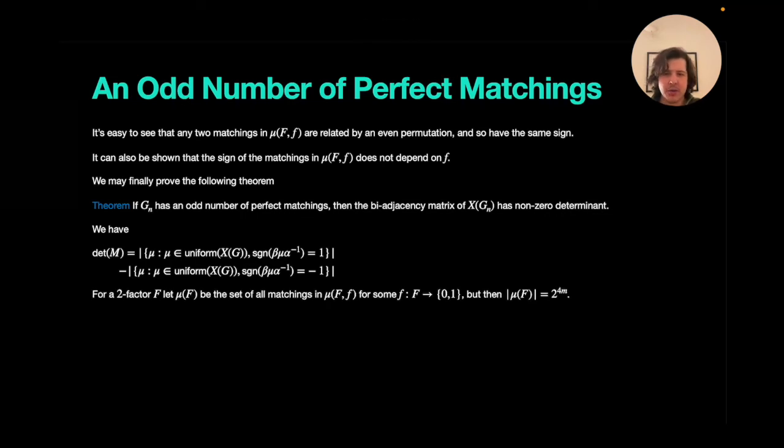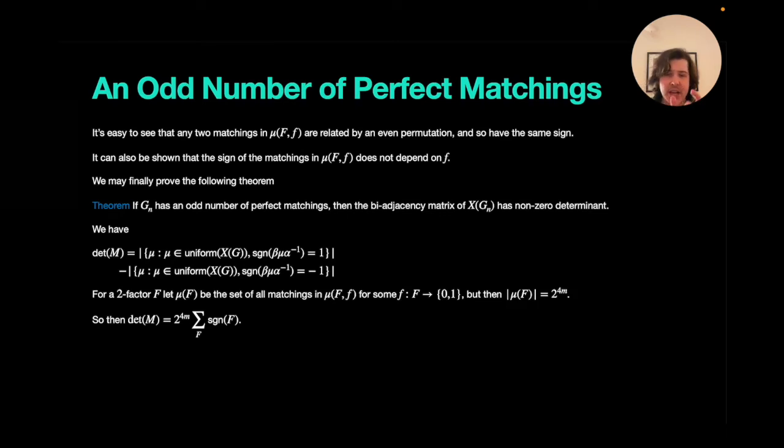Now let's suppose F is some 2-factor, and let mu_F be the set of all perfect matchings in the template mu_{F,f} for any particular choice of small f. So we don't care about which labeling function we have on the edges, it doesn't make a difference. And using the result we had previously, it follows that the size of this set, the set of all perfect matchings irrespective of the choice of little f, is 2 to the 4m.